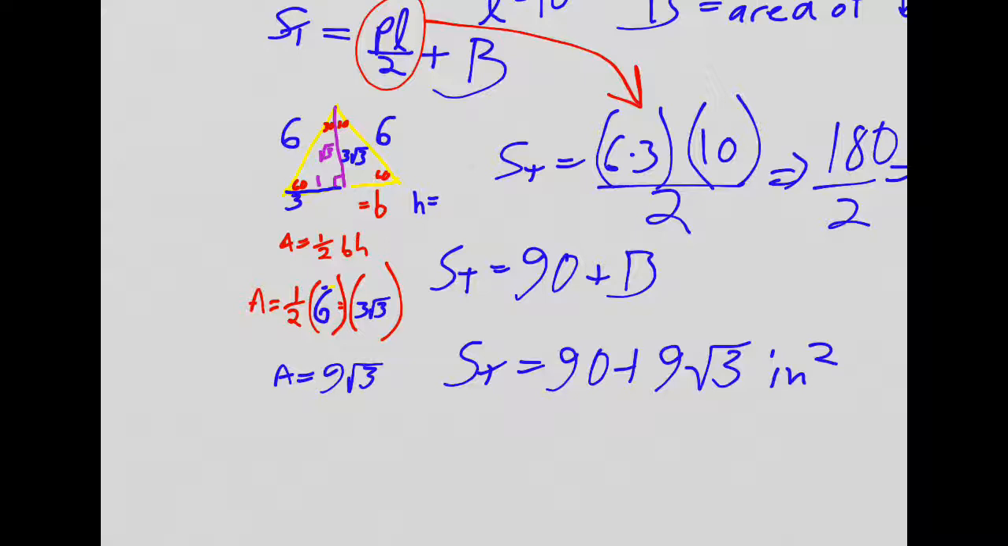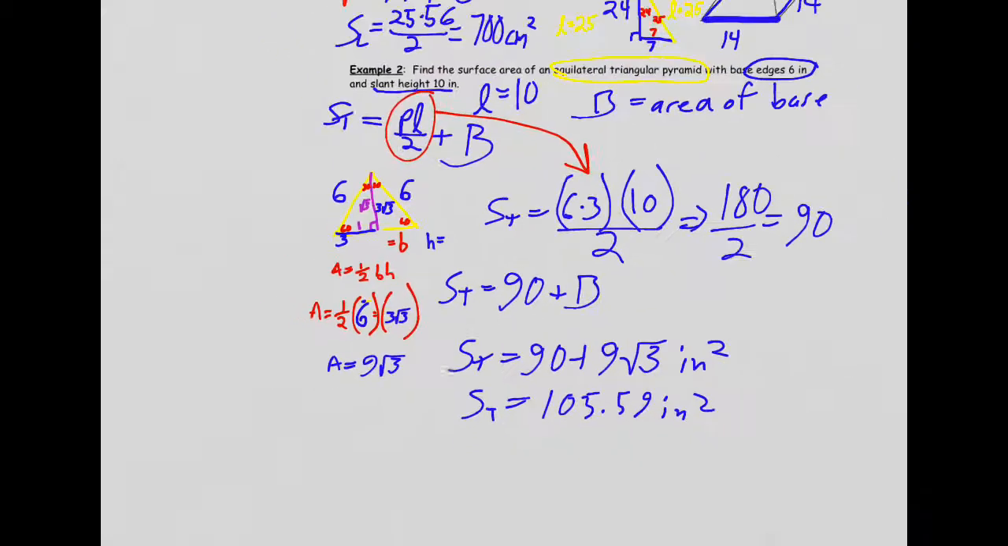Say that again? No. You can just leave it like that, unless it says put it as you round off to the nearest thousandth or something like that. But of course, if you need to solve it, you can just enter that into your calculator just like that. 90 plus 9 square root 3. And as a decimal, that'll get you 105.59 inches squared. On the test, we'll ask leave it in the simplified radical form, which means leave that radical in there. You see that square root 3, just leave it like that, or round off to the nearest hundredth. Then just do it like that. Okay.